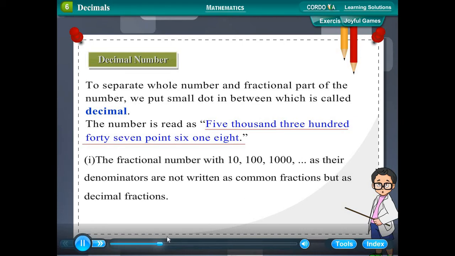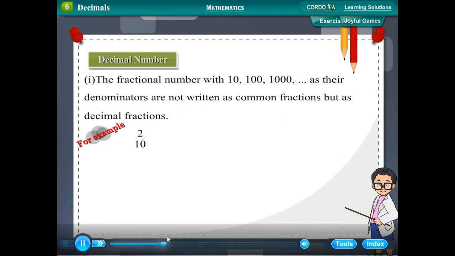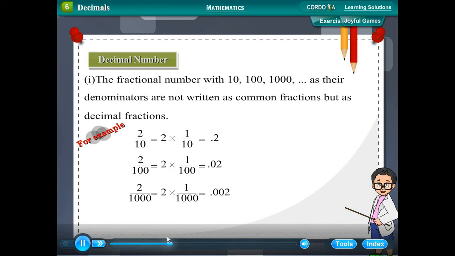The number is read as 5347.618. The fractional numbers with 10, 100, 1000 as their denominators are not written as common fractions, but as decimal fractions. For example, 2 upon 10 is equal to 2 into 1 upon 10, which is equal to 0.2. 2 upon 100 is equal to 2 into 1 upon 100, which is equal to 0.02. 2 upon 1000 is equal to 2 into 1 upon 1000, which is equal to 0.002.